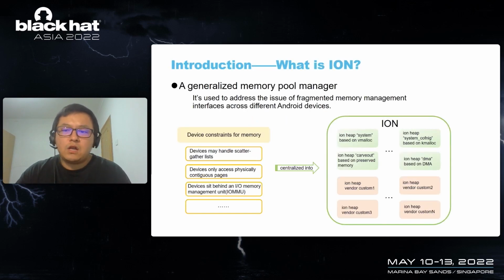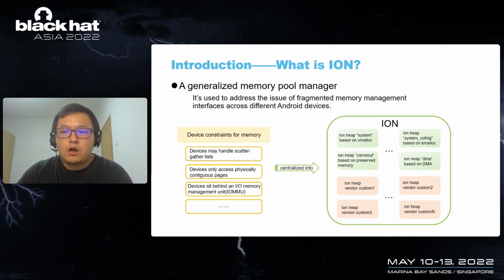Ion is a generalized memory pool manager introduced by Google to address the issue of fragmented memory management interfaces across different Android devices. At the very beginning, there are many drivers in Android doing the similar memory allocation work. For example, some of them are used to allocate physically contiguous memory buffers, where others are used to allocate non-contiguous memory buffers. Google noticed these fragmented memory allocation components and introduced Ion.